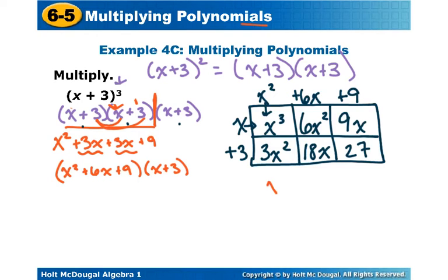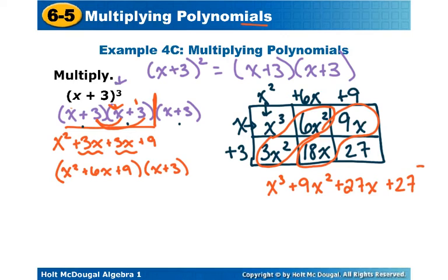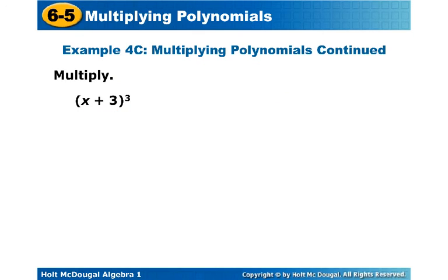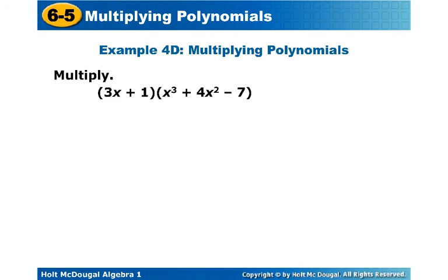So, I don't have any other x cubed, so that stays there. I have some squared terms, so adding them, they give me 9x squared. I have some x terms, so adding them gives me 27x. And then last but not least, I'm left with a constant of 27. So, when I take the quantity of x plus 3 to the third power, and I multiply it out, I get x cubed plus 9x squared plus 27x plus 27. Not too bad, right? Alright, let's do one more together.